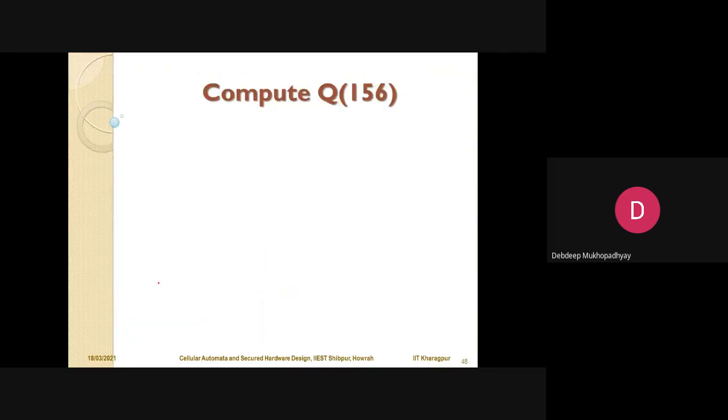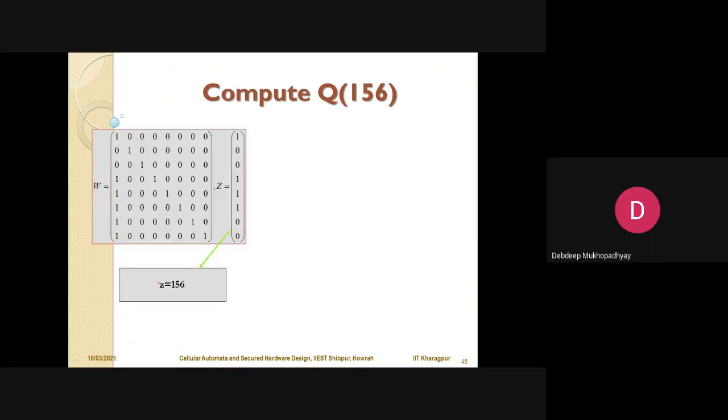So at the very top level, how does this S-box or Boolean function lookup look like? What you do is take the input Z. Suppose this is your input Z, 156, written in the form of binary. You can read that this is nothing but binary, and there is a matrix that we define which is called W.